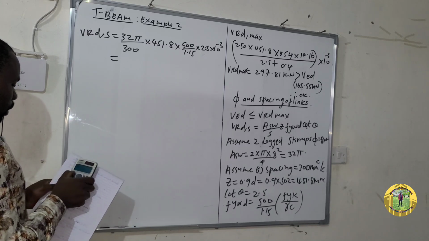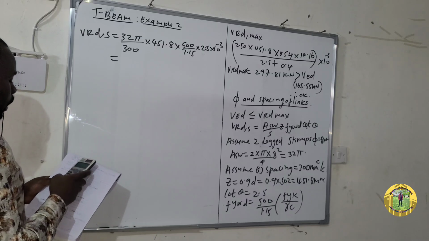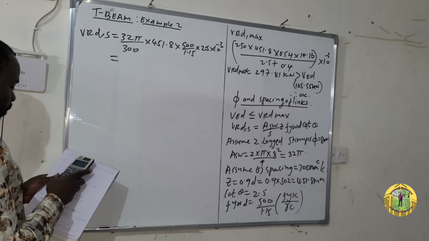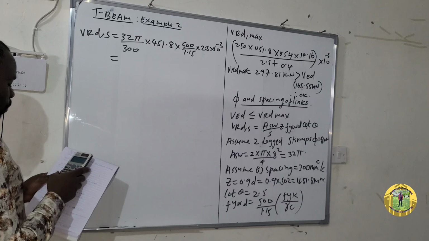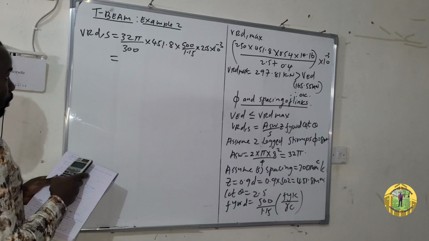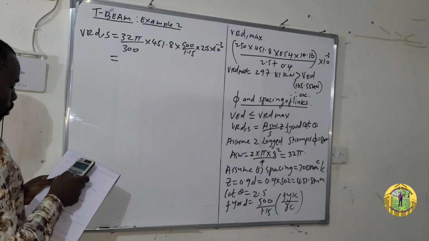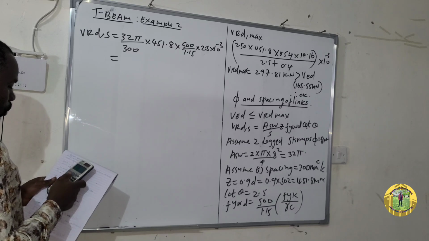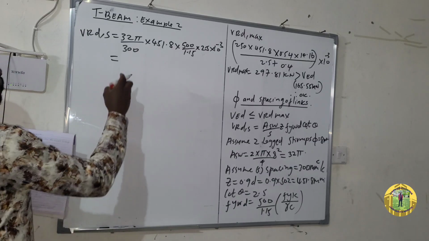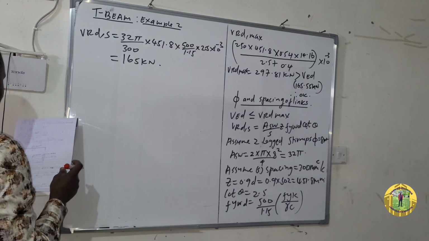So this is 32 pi over 300, times 451.8 times 500, over 1.15, times 2.5, times 10 to the power of -3. So this is 165 kilonewton. So this is VRDS.